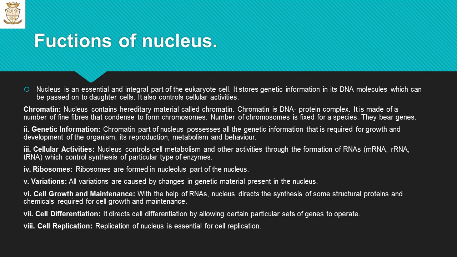The nucleus is essential and the main center of the cell. It is an integral part of the eukaryotic cell, stores genetic information in its DNA molecule, passes it to the next generation and controls cellular activities. The nucleus contains hereditary material called chromatin. Chromatin is a DNA protein complex. It is made up of a number of fine fibers that condense to form chromosomes. The number of chromosomes is fixed for a species. They bear genes. Its functions include genetic information, cellular activities, ribosome formation, variation, cell growth and maintenance, cell differentiation, and cell replication.